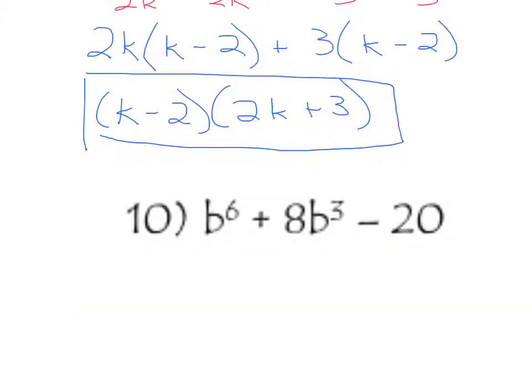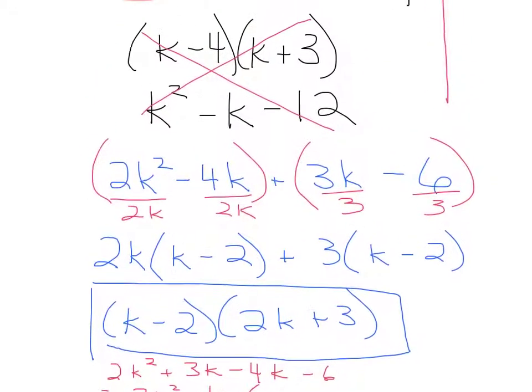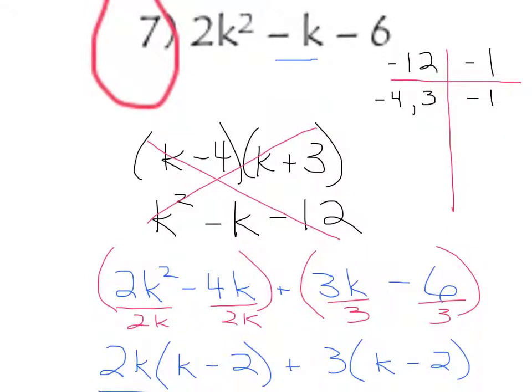So when you FOIL this expression, you will get what you started with. So let's go ahead and do that. We get 2k squared plus 3k minus 4k minus 6 equals 2k squared minus k minus 6. And so when we look back at what we started with up here, we see that we have done it correctly.